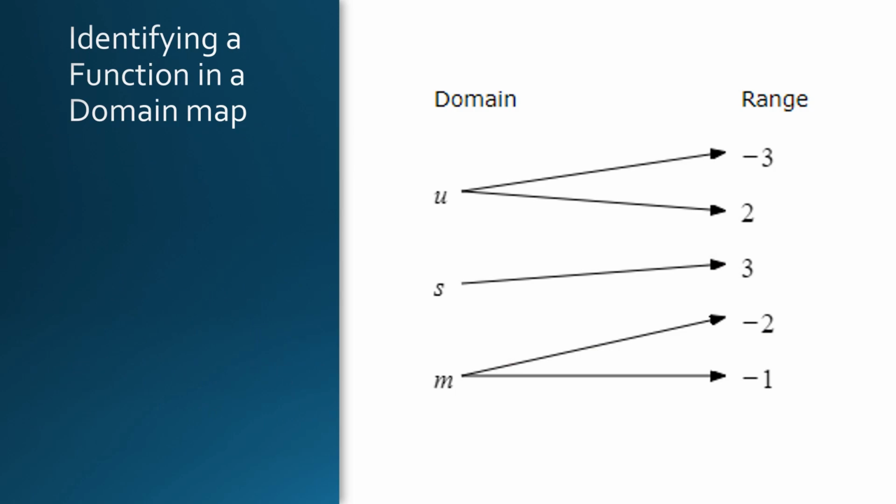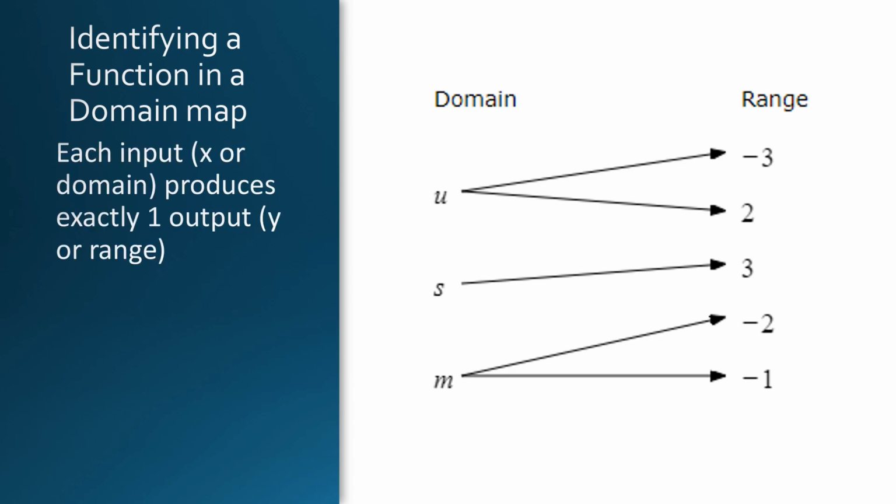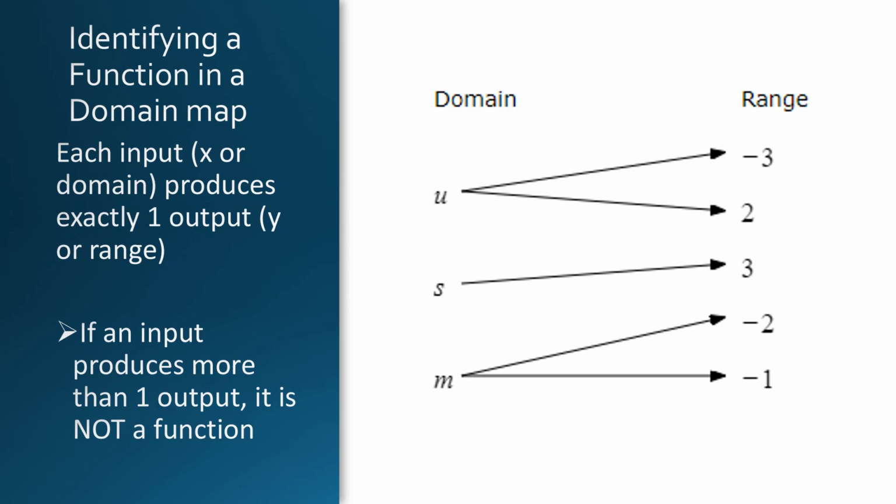Identify a function in a domain map. So this is a domain map on the right hand side of the screen. That's what it kind of looks like. Now you'll see these in math occasionally here and there. What it does, it shows domains going to different ranges. Again, x and y, input, output. So what you have to do is remember that each input, or x or domain, produces exactly one output, y or range. Again, I want you to think about that vending machine. You're hitting the button and you should get one result. If an input produces more than one output, it is not a function.